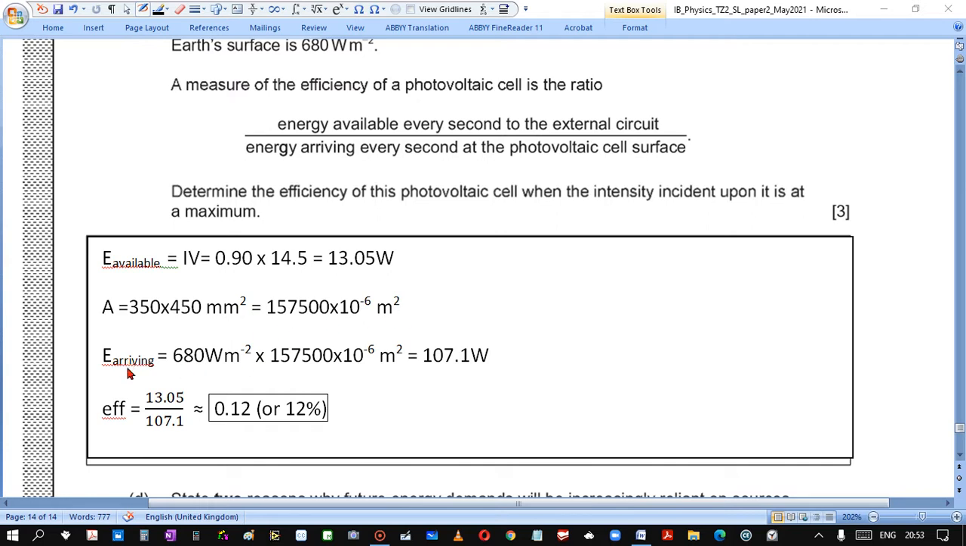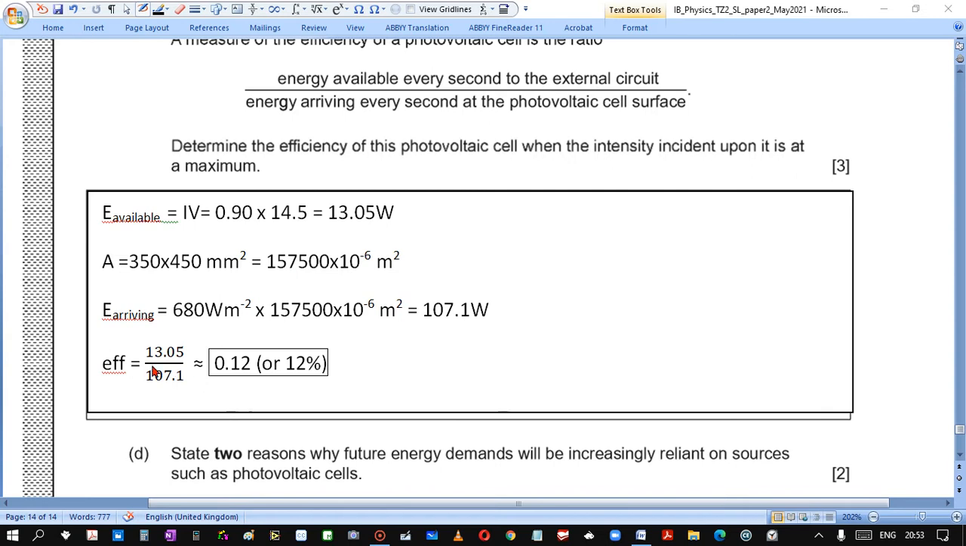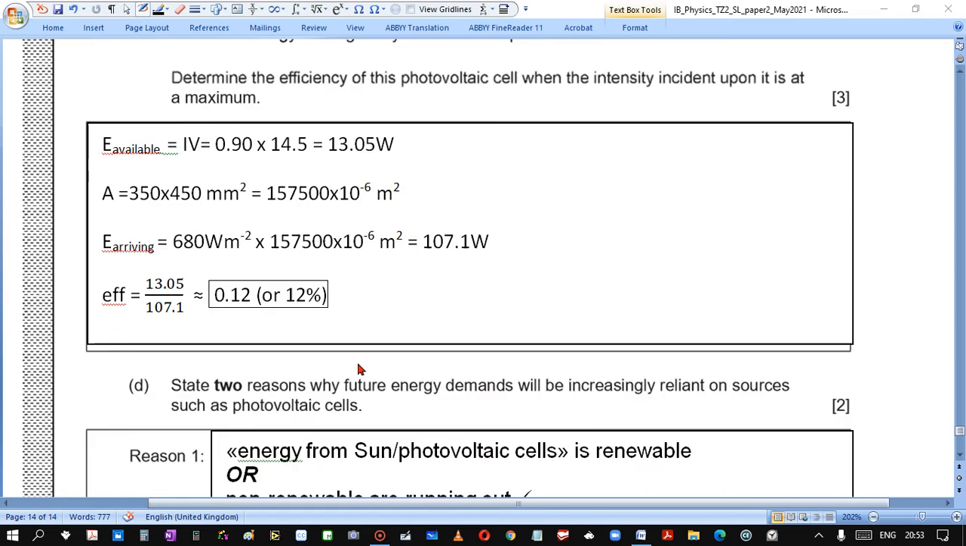So energy arriving will be the Earth's maximum intensity times area. So we get this value. We divide produced by arriving and we get 0.12 or 12%.